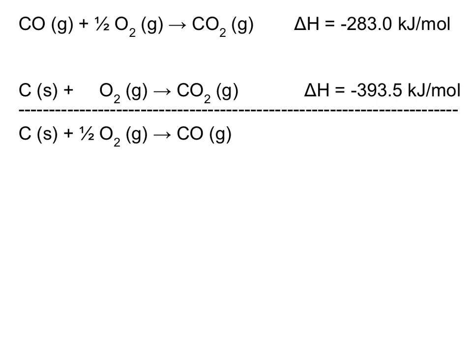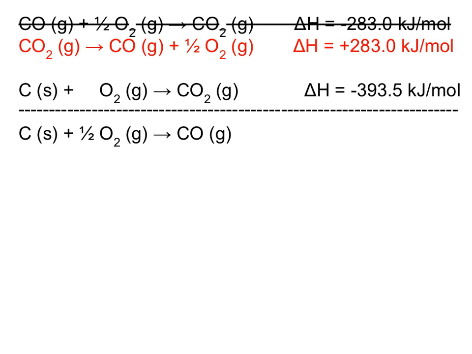Now we can see that in our given information, we have carbon monoxide as a reactant. However, we need carbon monoxide as a product. So what we're going to do is reverse this equation in order to get carbon monoxide as a product. Remember, when we reverse an equation, that will reverse the sign of our enthalpy. And so here we have the reverse equation with an opposite sign. I just crossed out the top one because we don't need it anymore. We're now going to work with the opposite equation.